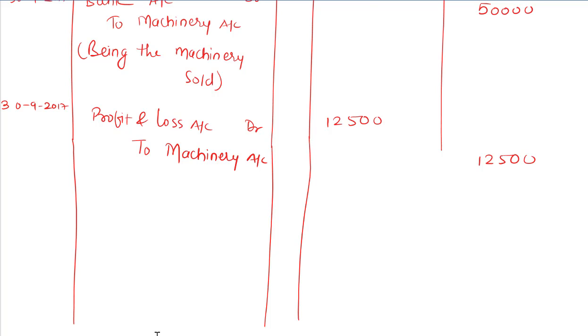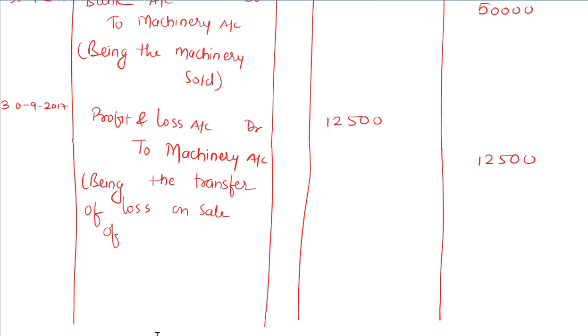Stretch these lines. 12,500. Write a narration to this: being the transfer of loss on sale of machinery. Understood? Okay.